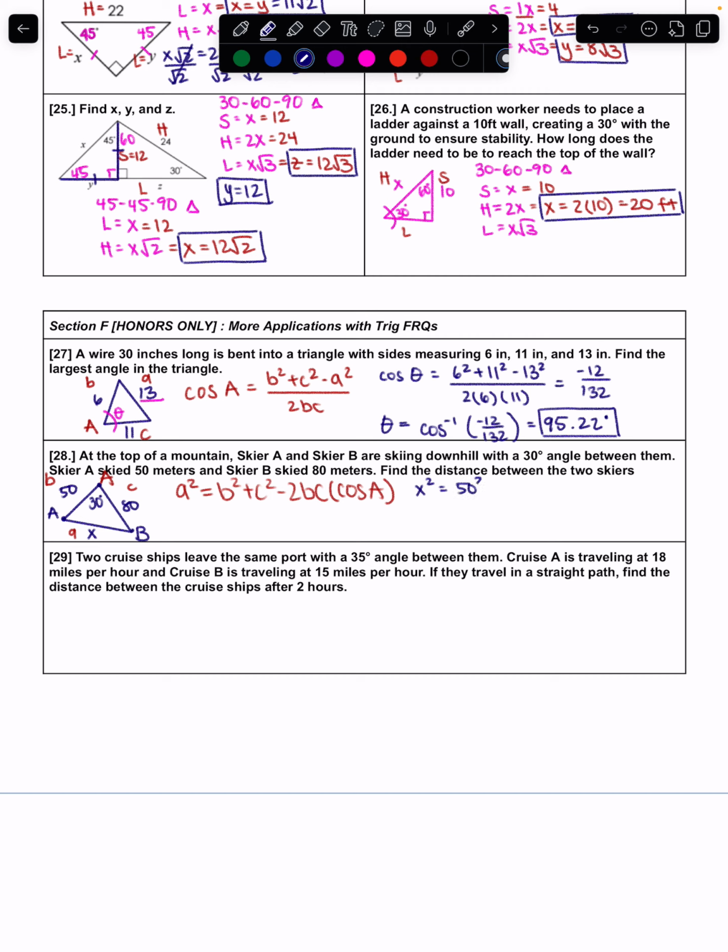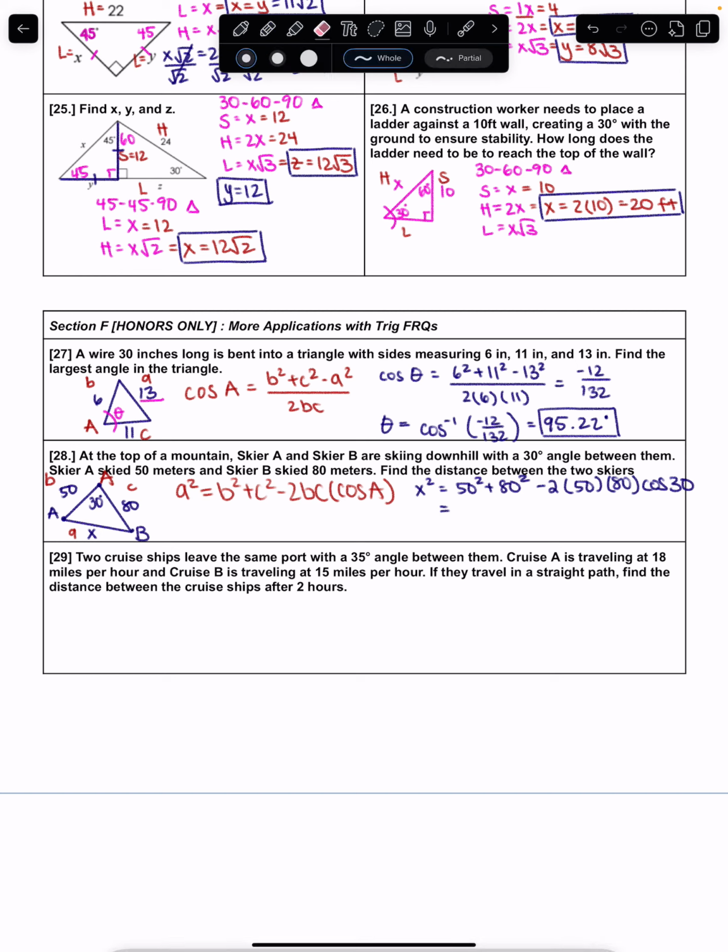Okay, so a squared, that's x squared for us, is equal to b squared, which is 50 squared, plus 80 squared, minus 2 times b, again that's 50, c is 80, cosine, and they gave us 30. Okay, so now put that in the calculator. So 50 squared plus 80 squared minus 2 times 50 times 80, and then we have cosine 30 degrees.